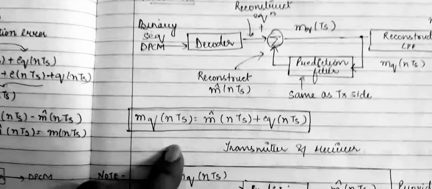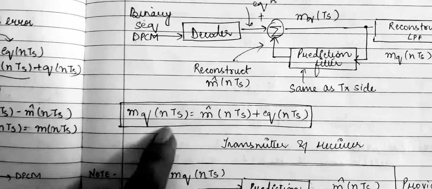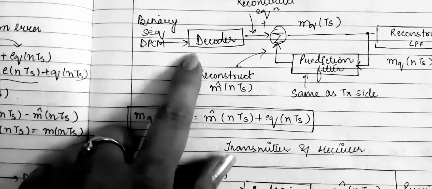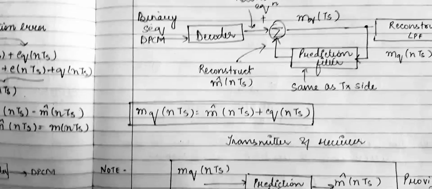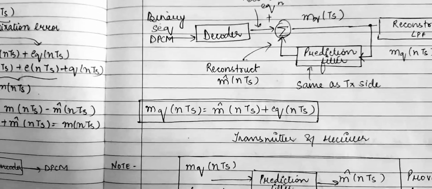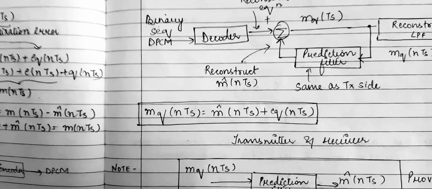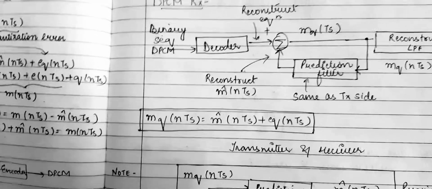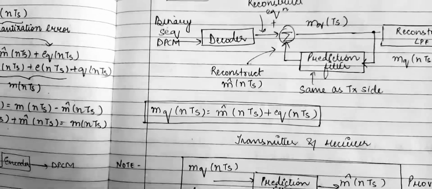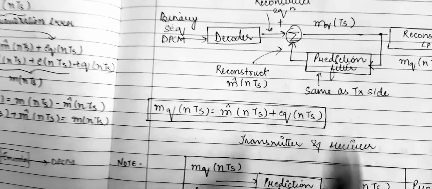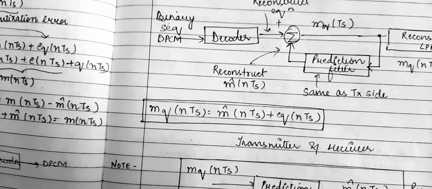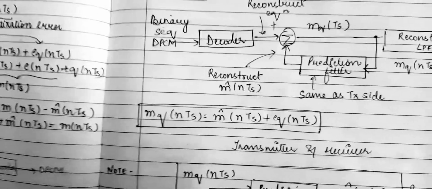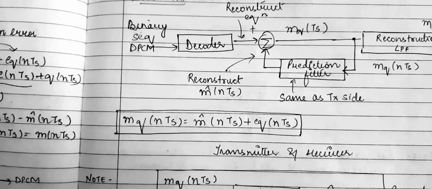Now in DPCM, at the receiver side, the DPCM data sequence is transmitted via the channel and received by the DPCM receiver. This receiver consists of a decoder, prediction filter and low pass filter. From the design point of view, the prediction filter at the transmitter side is the same as at the receiver side. So now we will discuss differential pulse code modulation in brief by the mathematical equations.